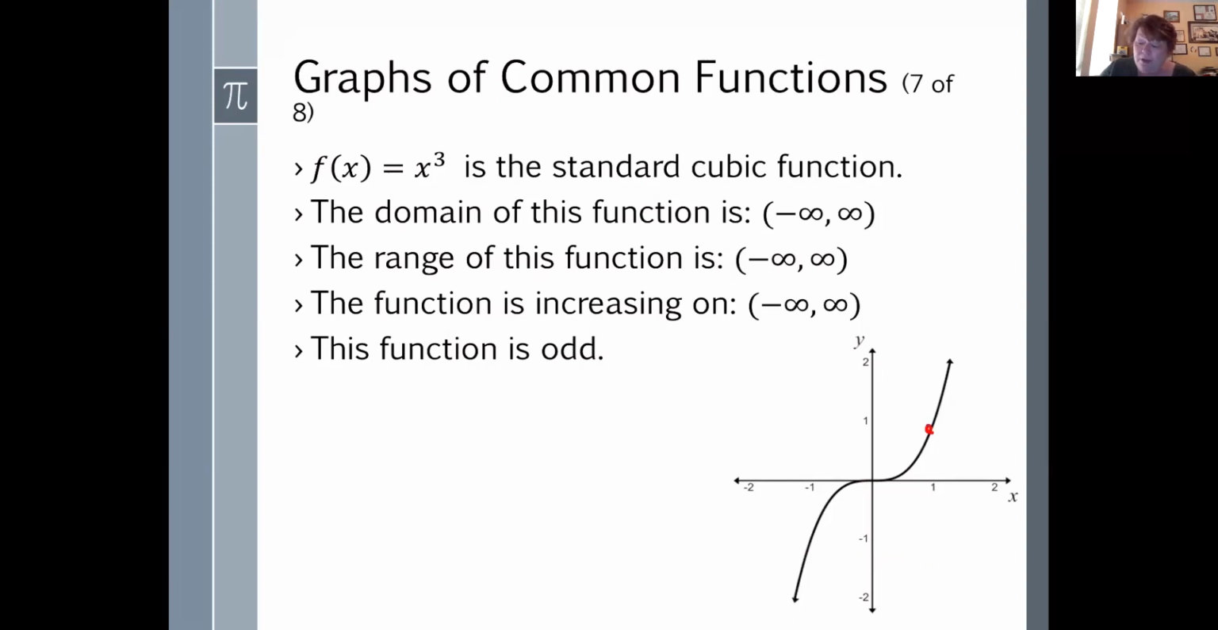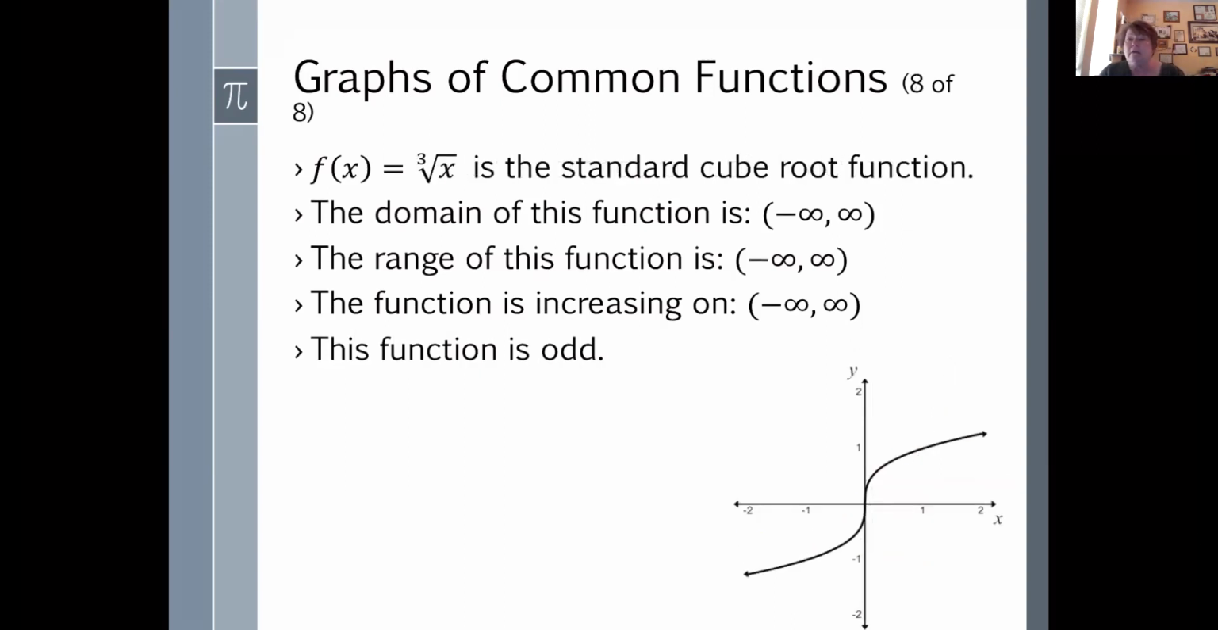If I input 1, I output 1. But what happens when I input the negative? When I input -1, I output -1. So that is the definition of a function that's odd. If I have a point that is this distance from the origin, if I draw a line in the opposite direction, the same length, I'll hit a point on the graph. So it is odd.